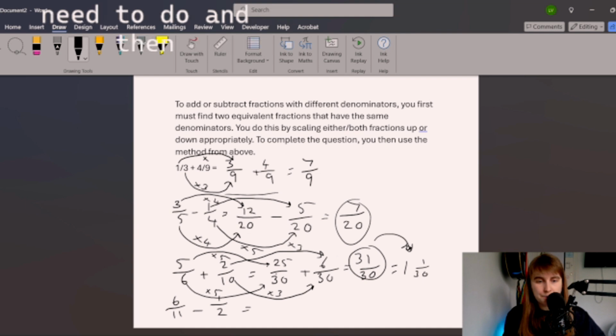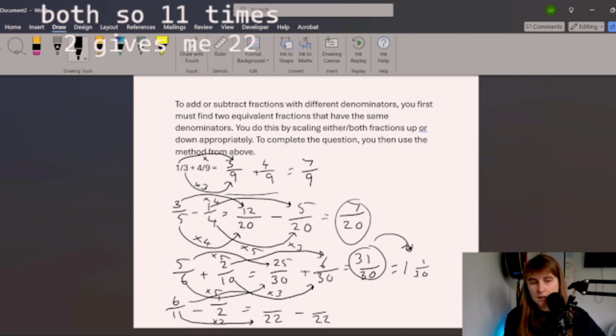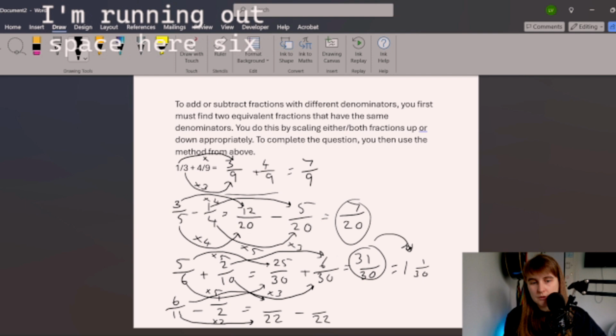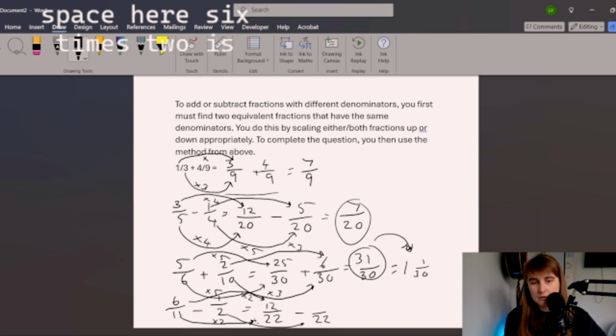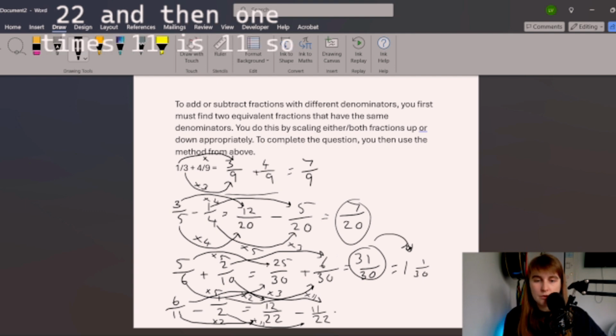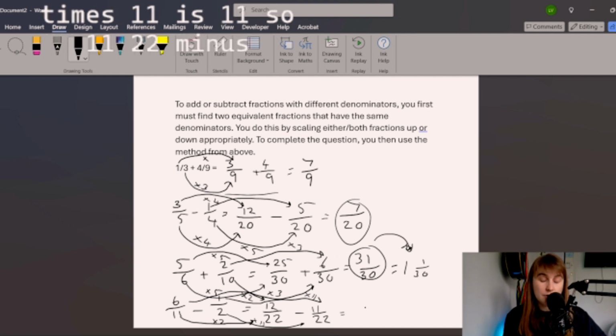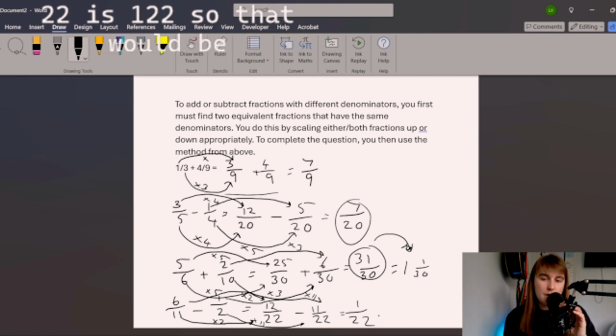And then finally, 6/11 minus 1/2. So we're going to go 22 on the bottom of both. So 11 times 2 gives me 22, and 6, I'm running out of space here. 6 times 2 is 12. 2 times 11 gives me 22, and then 1 times 11 is 11. So 12/22nds take away 11/22nds is 1/22. So that would be my answer there.